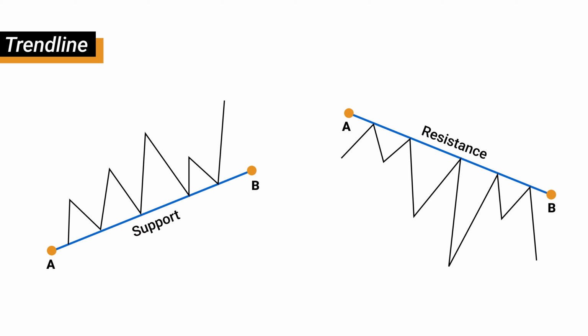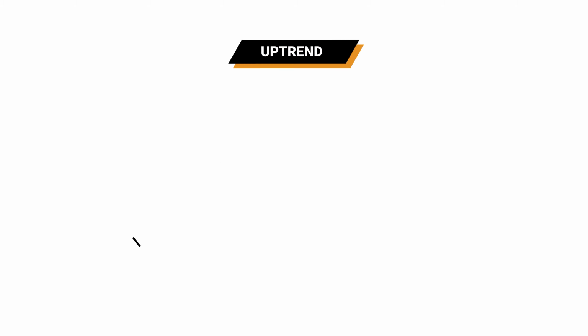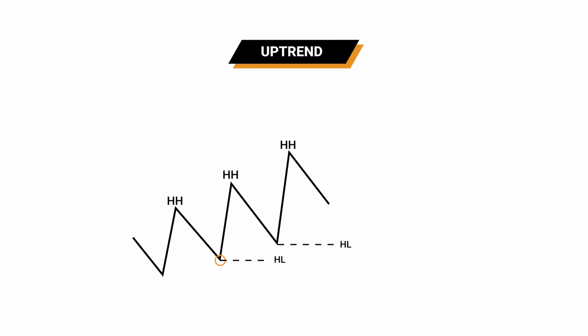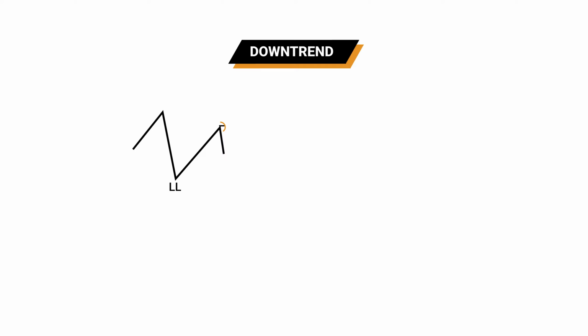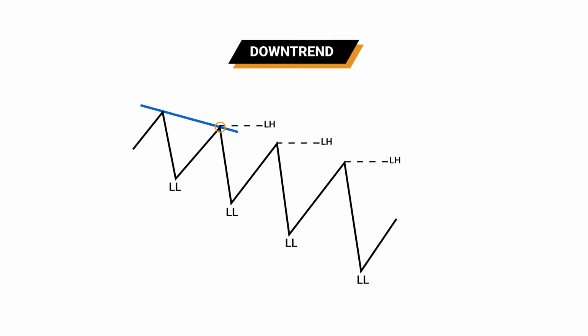There are three types of trends you should be aware of. The uptrend is created when the price is consistently moving higher, making higher highs and higher lows. A trend line drawn under the lows connects at least 2 points. The downtrend is created when the price is moving lower, creating lower highs and lower lows. A trend line is drawn above the highs, connecting 2 or more points.